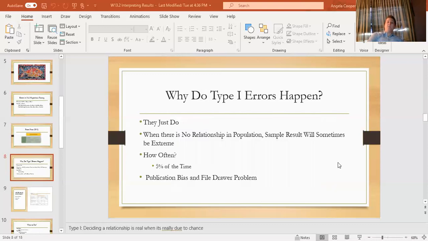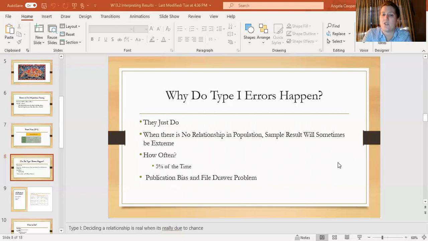So why do type 1 errors happen? Well, they just kind of do. It happens 5% of the time when we say we reject the null when we actually should have retained it. It occurs about 5% of the time. That is no mistake. Oftentimes, that is what we set alpha to at 5%, or alpha equals 0.05.